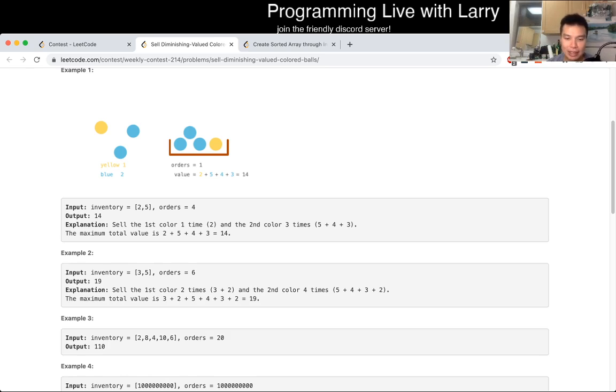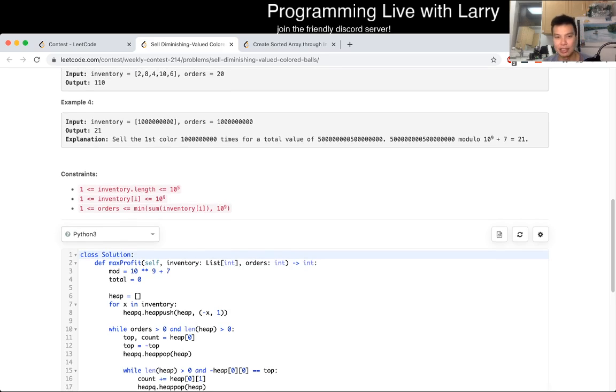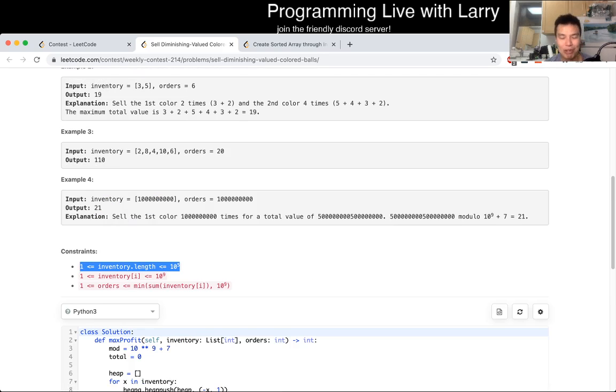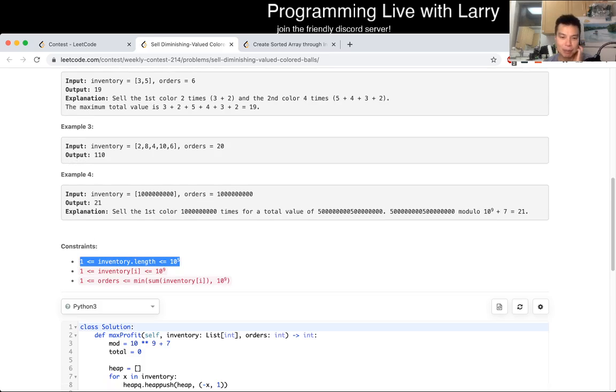However, given that orders can be 1 billion, it's going to be too slow. You can't run 1 billion heap operations. It's just definitely too slow. And even inventory length is 10 to the 5th, so that's going to be pretty rough in general. So the thing to notice in this problem, though, is this.